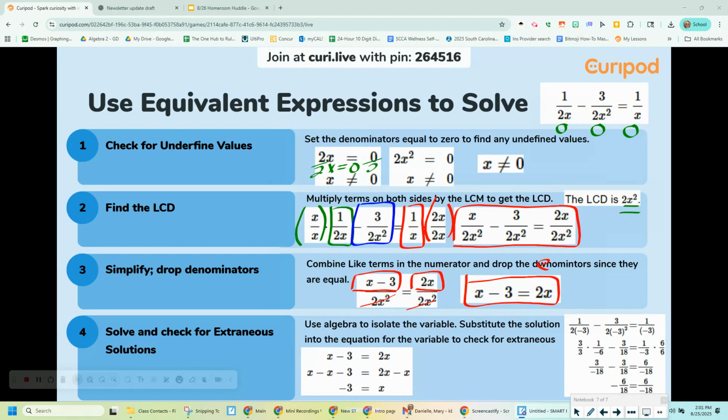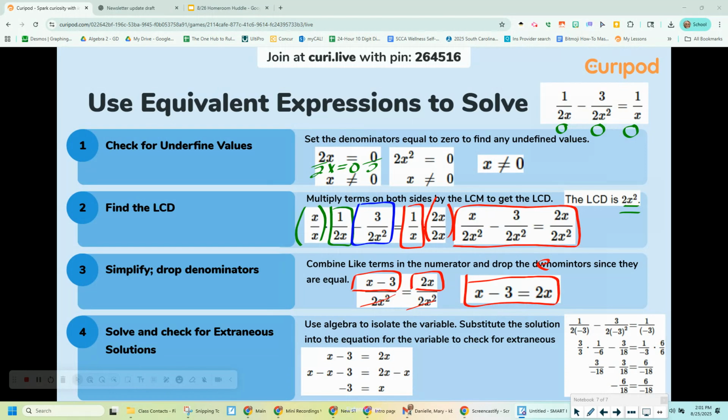Solve and check for extraneous solutions is your final step. Use algebra to isolate the variable. Substitute the solution into the equation for the variable to check for extraneous solutions. Extraneous means it may have given us an answer, but if I plug it back in, does it give me a 0? Which in turn I cannot have. So x minus 3 equals 2x. I'm going to subtract x to move it to the other side with the other variable.